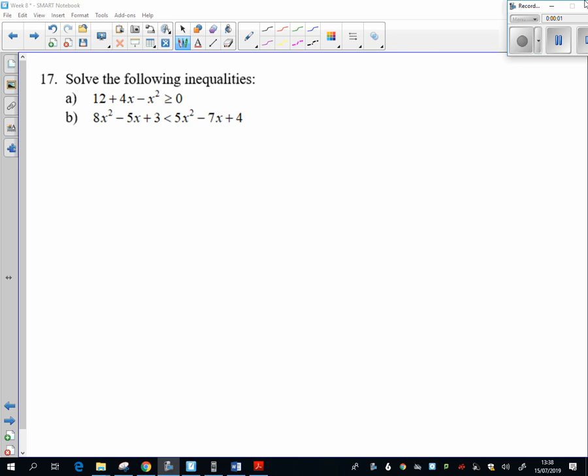Okay, final question on this section is some quadratic inequalities. So you can put these into your calculator, but we'll have a go at doing them without. So let's have a look at that first one.